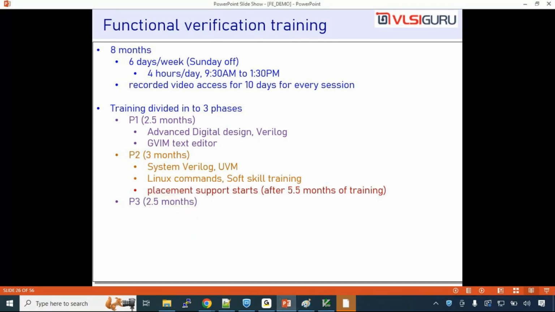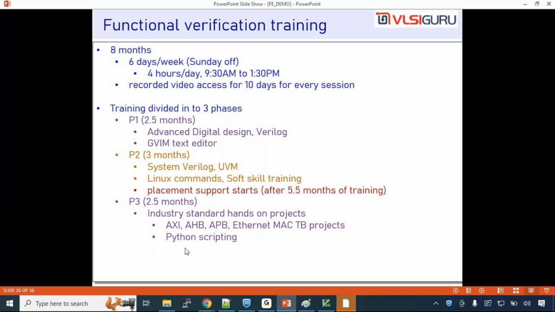Here what we do is industry standard hands-on projects. I mean, how the work happens in the industry, at the same level we do the project. Something like Ethernet MAC verification, USB core verification, DMA controller, some complex designs we will take. For that, we'll be doing the projects. Projects based on standard protocols like AXI, AHB, all that. Python scripting will be covered, and some concepts on SoC, system on chip flow. So this is the overall distribution of the 8 months.